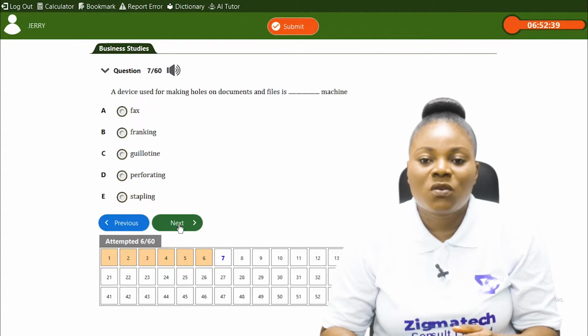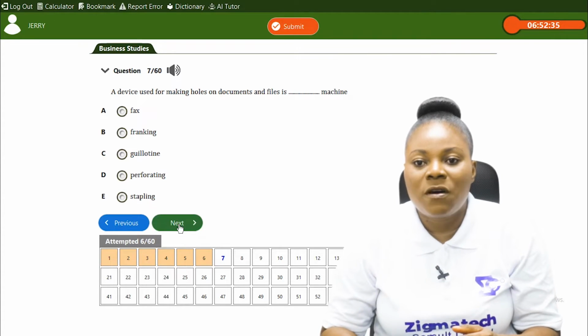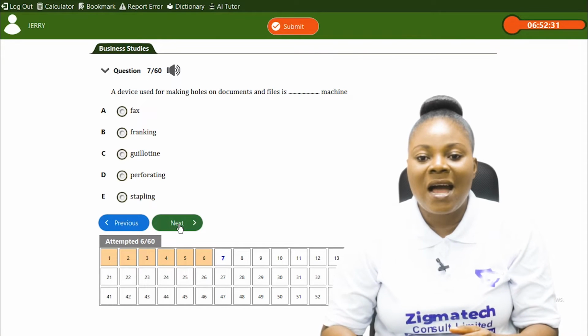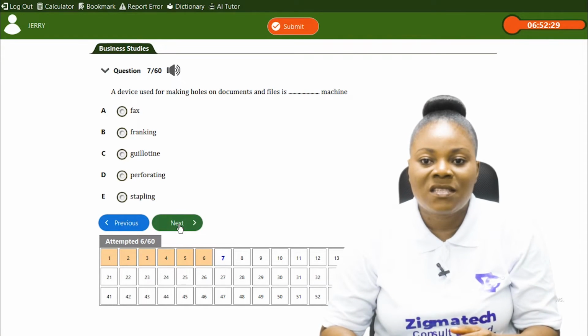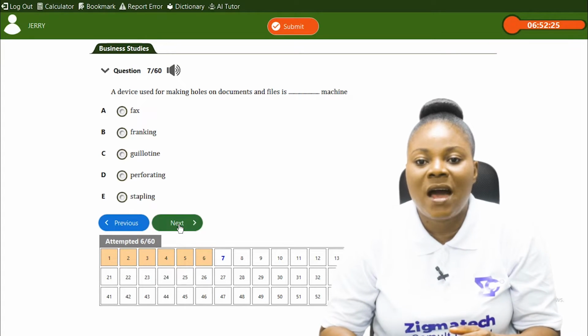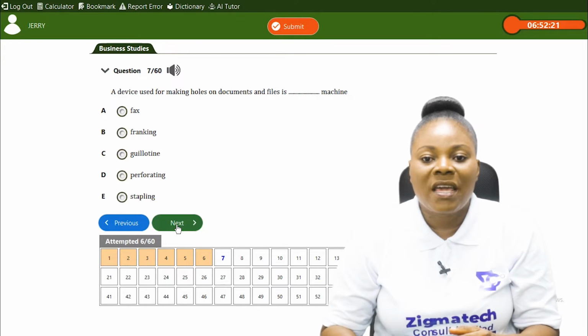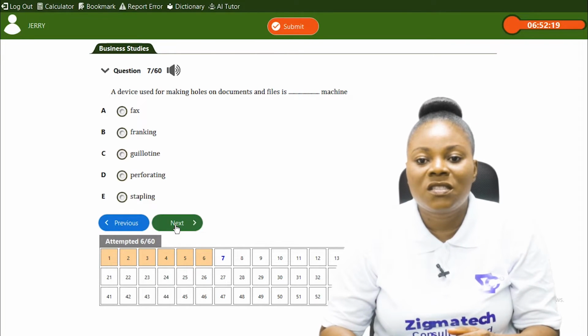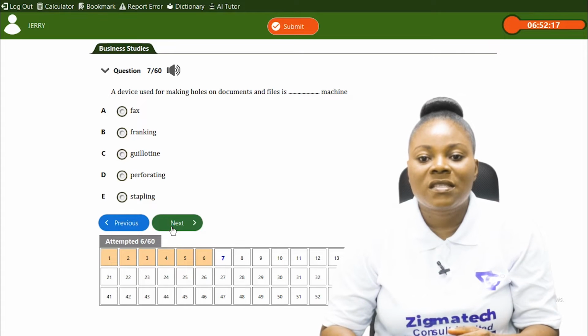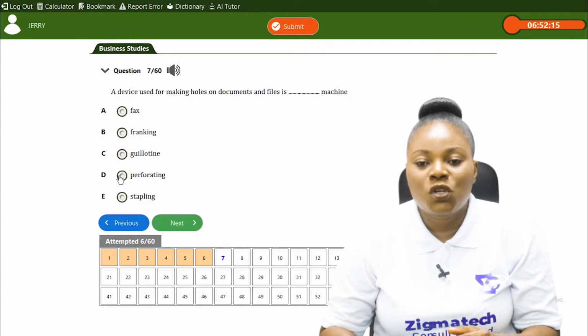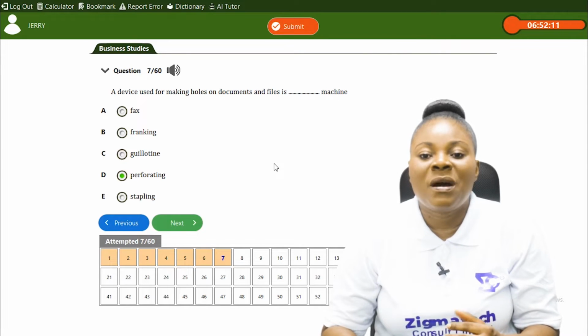The next question, question 7, says, a device used for making holes on documents and files is the dash machine. We have A, fax, B, franking, C, guillotines, D, perforating, E, stapling. The answer is option D, the perforating machine, or we can also call it the perforator.